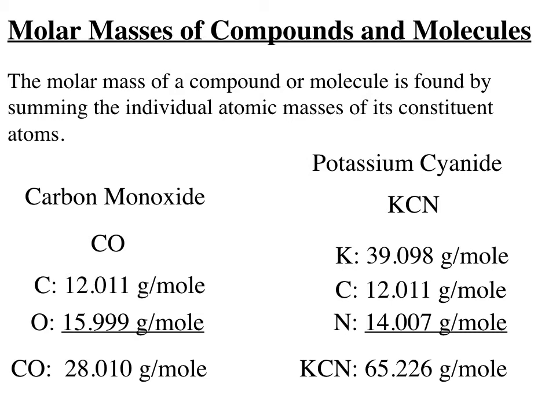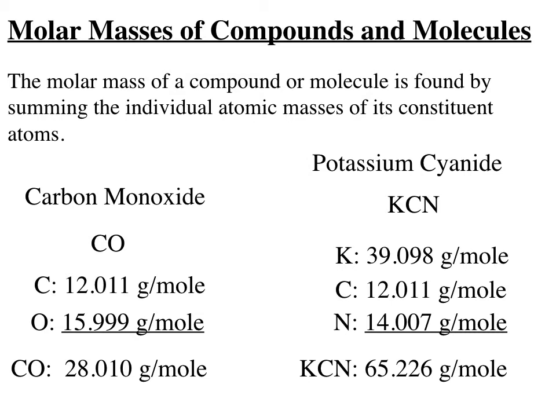I turn to my table, find the molar mass of K, find the molar mass of C, find the molar mass of N. Adding them together, I would get the molar mass of potassium cyanide as 65.226 grams per mole. So if a recipe calls for using a mole of potassium cyanide, I would go to the scale and weigh until I had 65.226 grams in order to accomplish that mole.